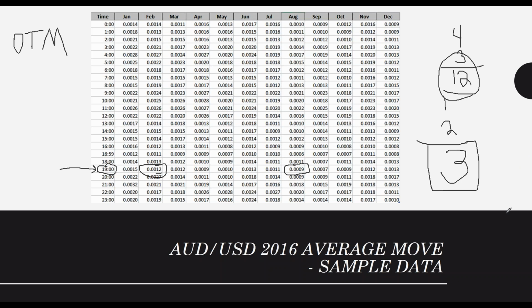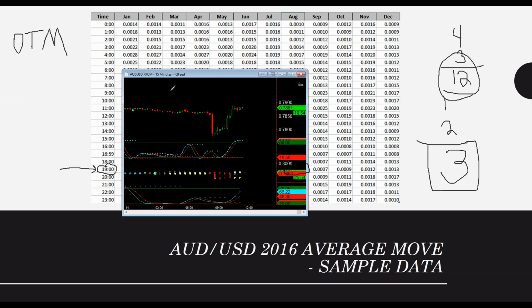Okay. Next question. How to use the out of the money on Nadex? Let me just bring a chart over real quick and I can show you. Here's a chart. This is the current chart for the Aussie dollar. And I'm going to change the color to hopefully something that you can see.